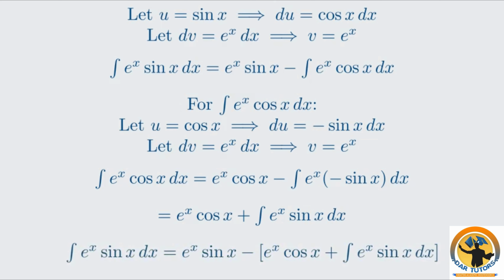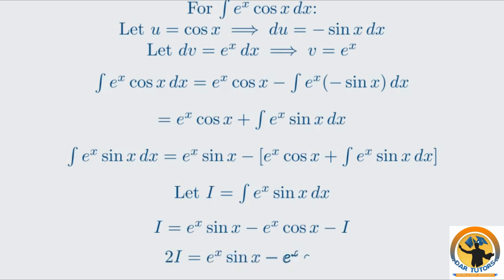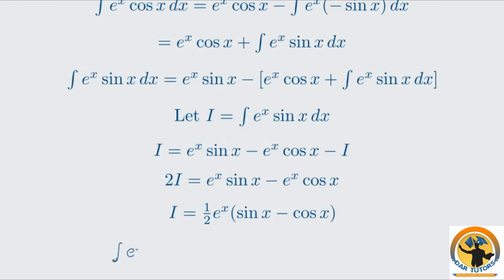Let's call our integral I. So, I equals e to the x sine x minus e to the x cosine x minus I. Now we can solve for I algebraically. Add I to both sides to get 2I equals e to the x sine x minus e to the x cosine x. Then divide by 2. Finally, we add the constant of integration. The integral of e to the x sine x is 1/2 e to the x times the quantity sine x minus cosine x plus c. This technique is essential for integrals involving products of exponentials and trigonometric functions.